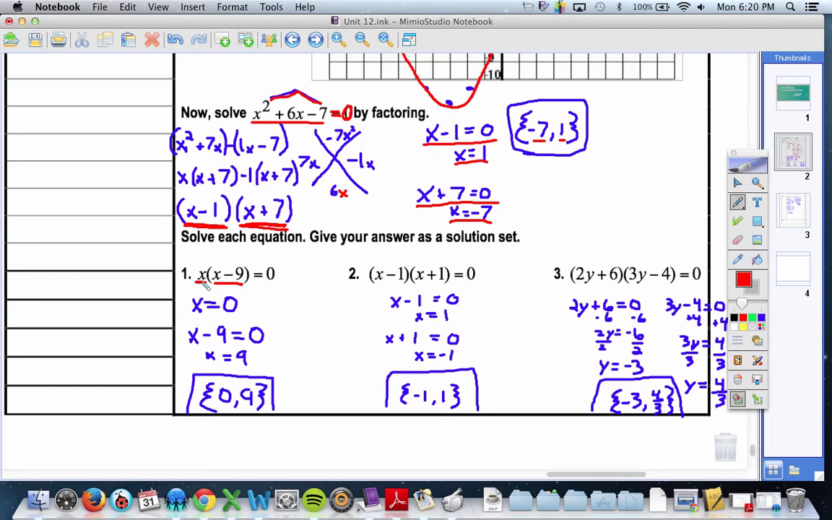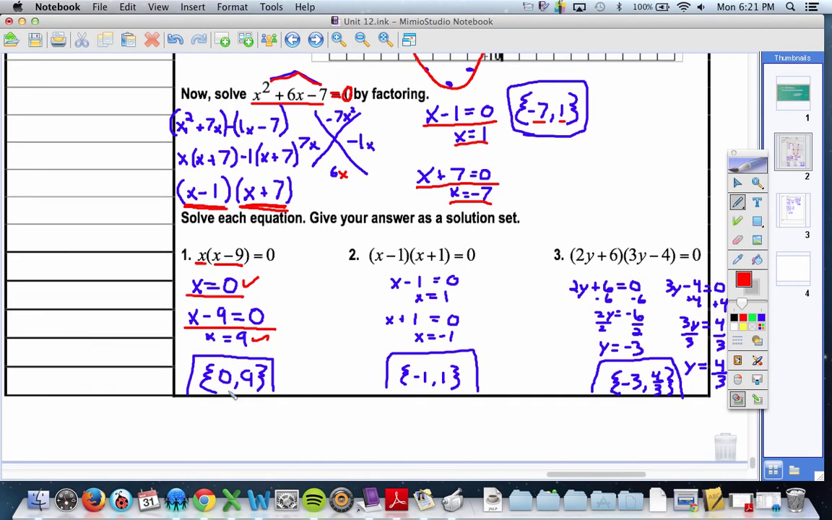So first thing I'm going to do is set x equal to 0. X equals 0, so 0 is a part of the answer. X minus 9 equals 0. If I solve for this, I add 9 to both sides and I have x equals 9. So the answer here is 0, 9. That is your solution set.